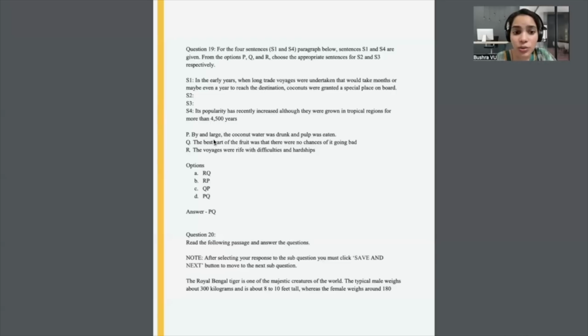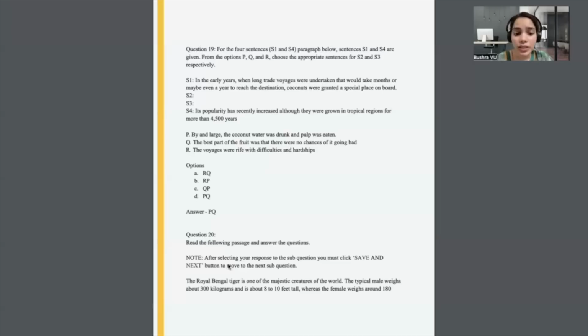Okay, so the voyages were rife. No, it is not even talking about the difficulties, the hardships, or the journeys. Here, it's only talking about the fruit, even the last sentence. That's why the correct answer option is Q, and the right answer is going to be D because PQ.